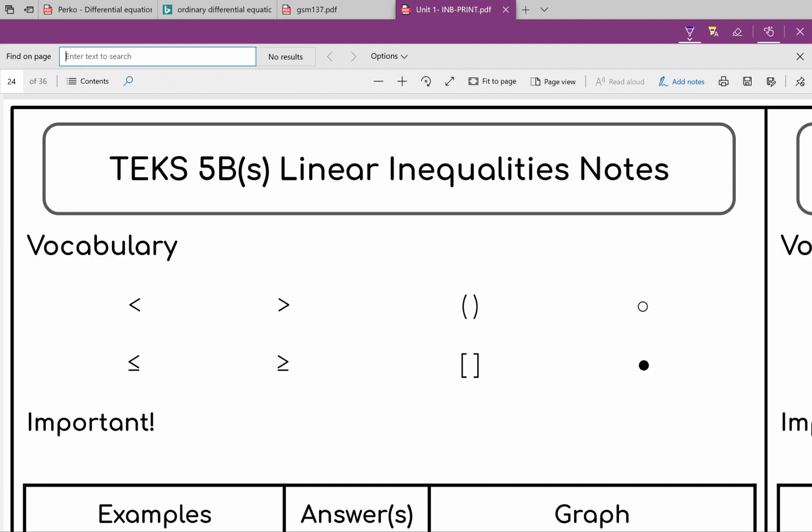TEKS 5B, Linear Inequality Notes. So let's first look at some vocabulary. So I put all the symbols that we may be using and we're just going to name them.